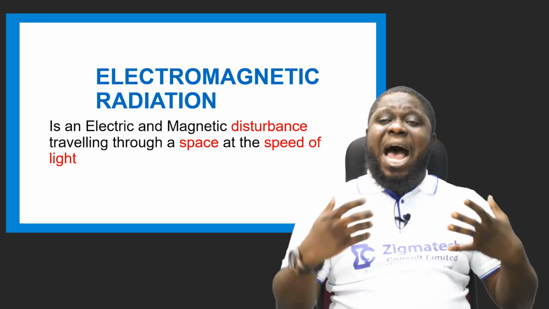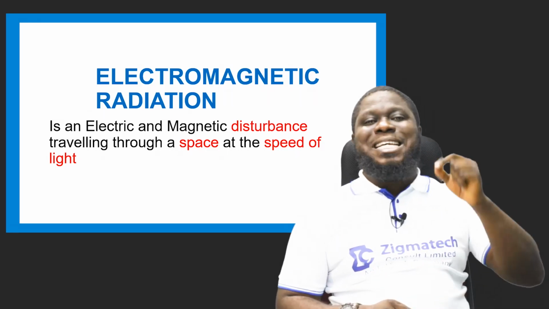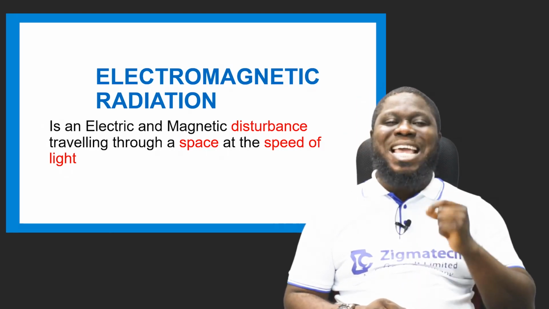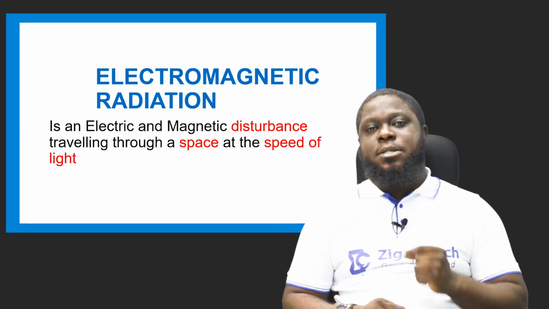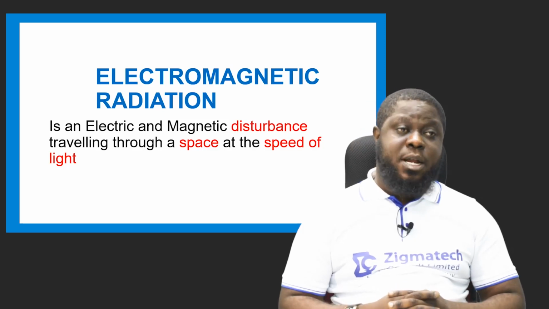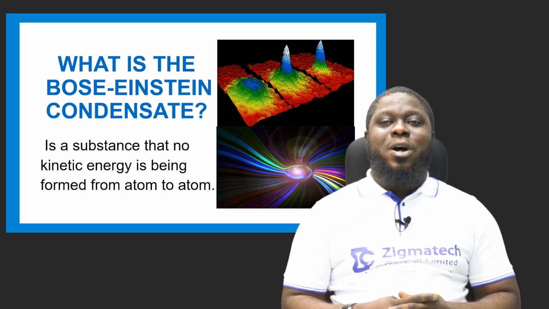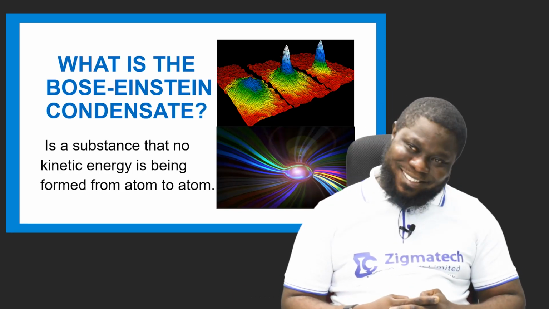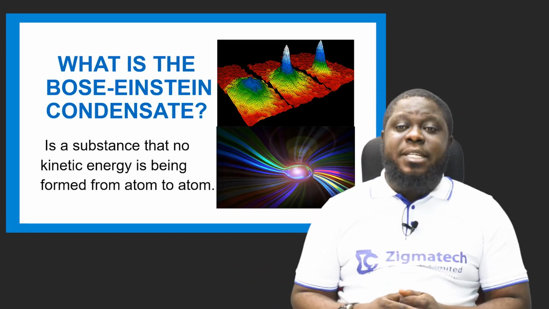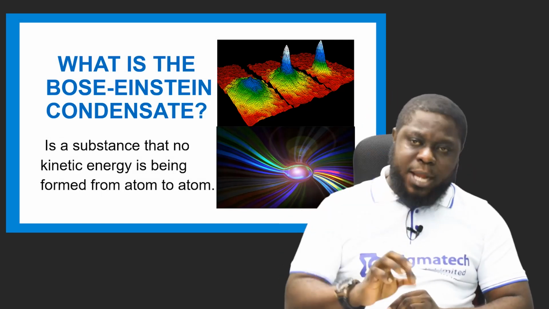So, how do we detect radiation? Which instrument is used in detecting radiation? It is called the Geiger-Muller counter. The Geiger-Muller detector is used in detecting radiation. Be informed, that is what you use in detecting radiation, the GM. So, now, the next one is, what is the Bose-Einstein condensate? You've known the formation. Now, what is it? The Bose-Einstein condensate is a substance in which no kinetic energy is being formed from atom to atom.